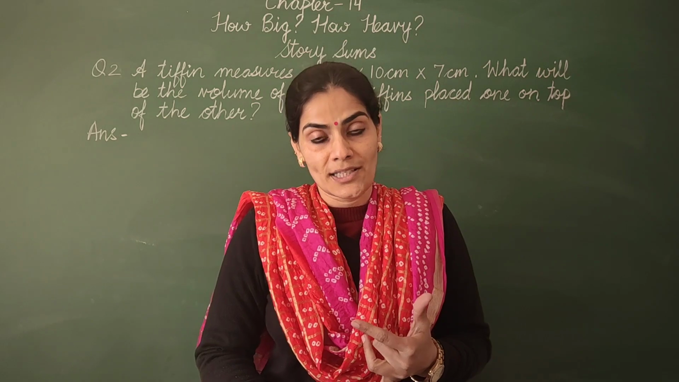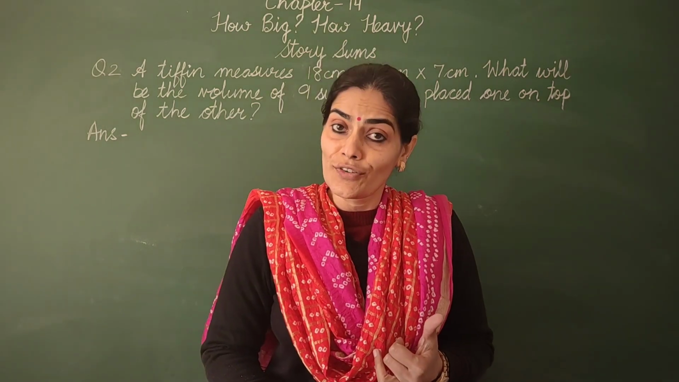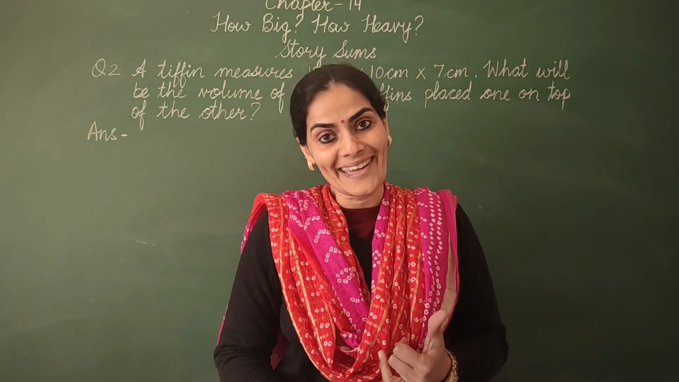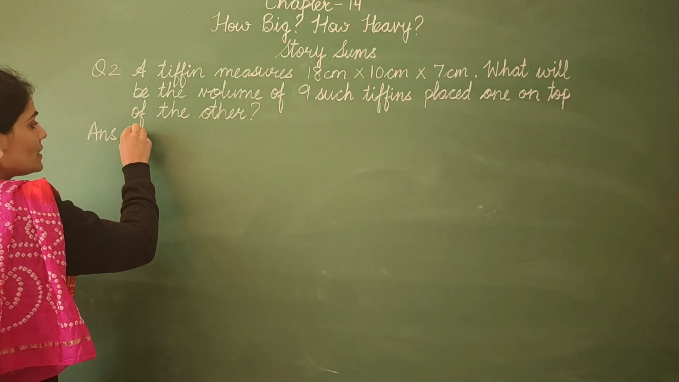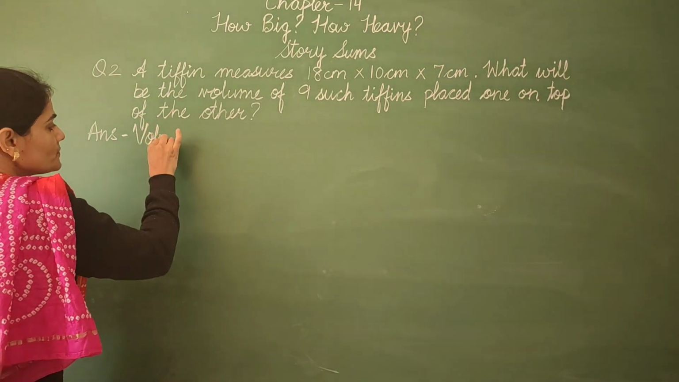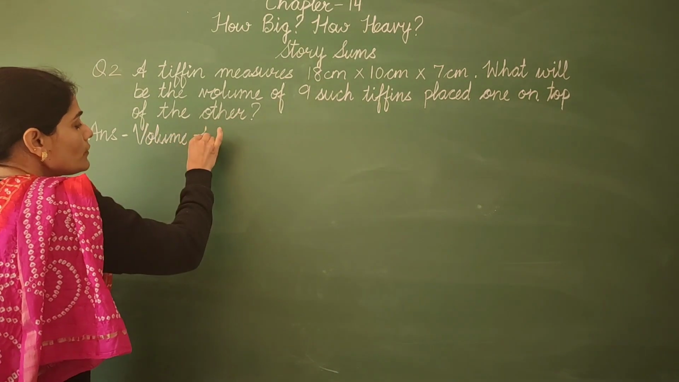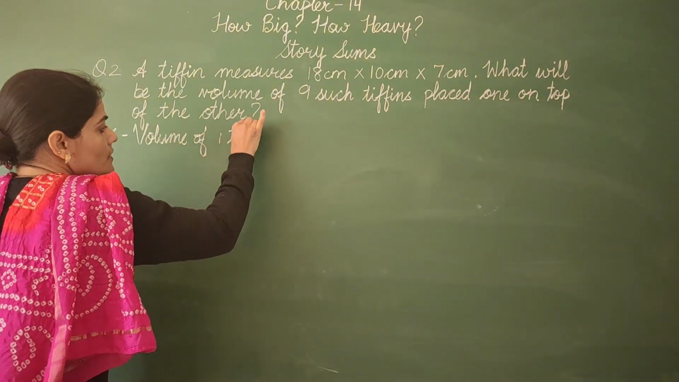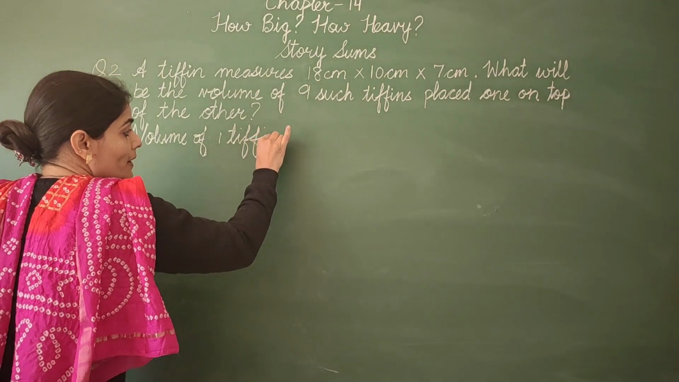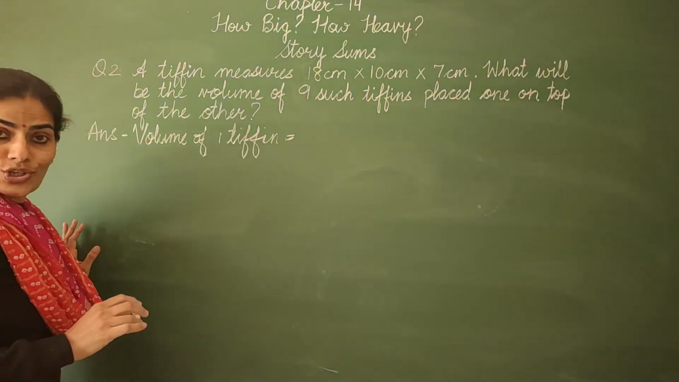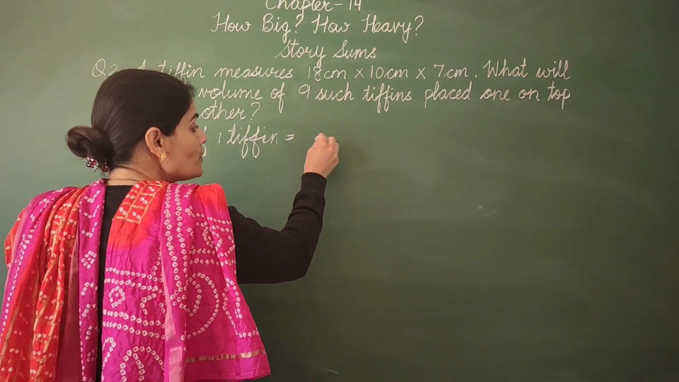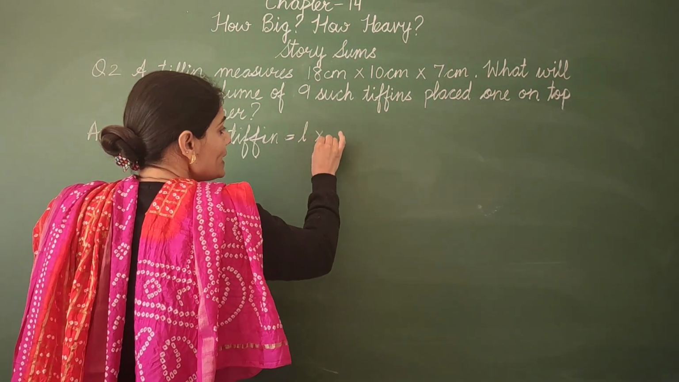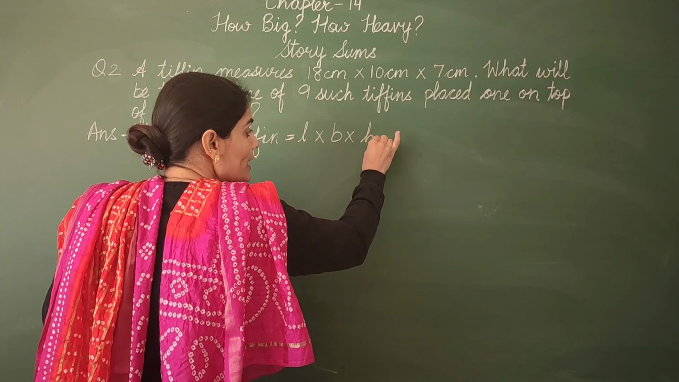So we will multiply the volume of one tiffin by 9. Just have a look at how we are going to write this answer. Volume of one tiffin. What are we able to make out? By having a look at the dimensions, one knows that it is cuboidal in shape. So the formula applied will be L into B into H.